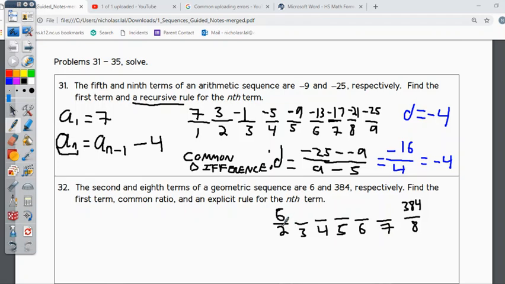So if the second term is 6, the third term is 6 times r, because you have to multiply by r to get the next term in the geometric sequence. What we're going to do is keep r as a variable, and then we're ultimately going to solve for it. If the third term is 6 times r, and the fourth term is the third term times r, then the fourth term is 6 times r, which is equal to 6r squared.